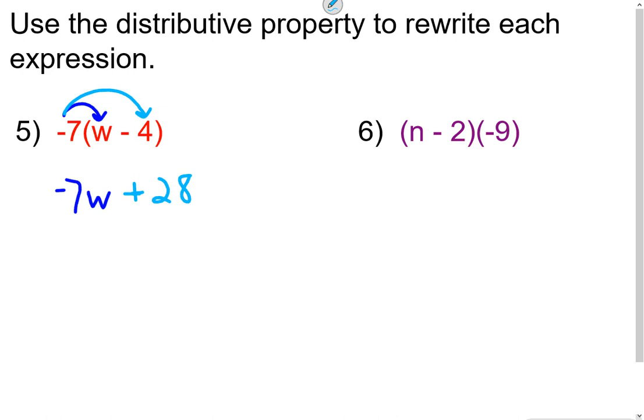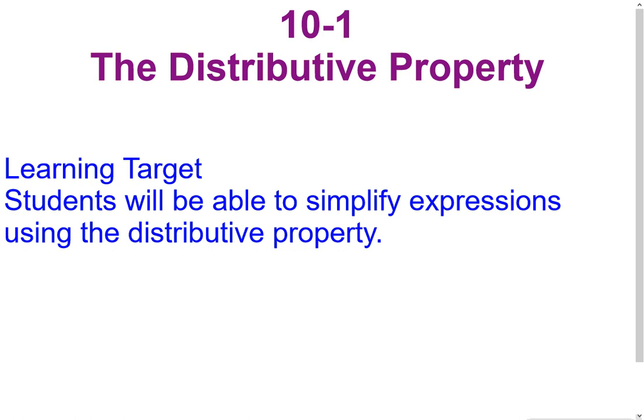And now last but not least here, we have the quantity of n minus 2 times negative 9. So I'm going to take that negative 9 and multiply it by the n. And negative 9 times n is negative 9n. And then I'm going to take the negative 9 and multiply it by the negative 2. Negative 9 times negative 2 is a positive 18. And I have it. I have my expression rewritten using the distributive property. And that will conclude my lesson on the distributive property.